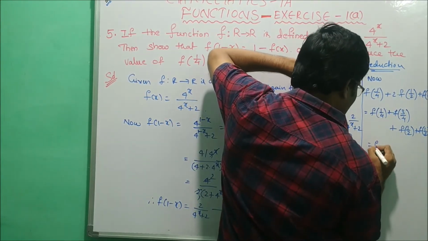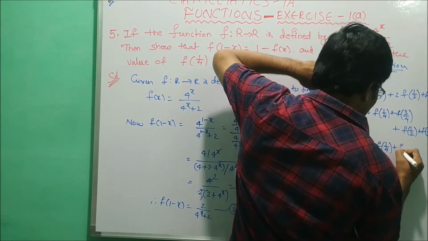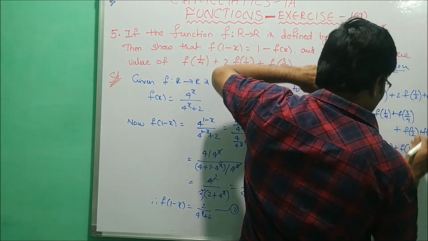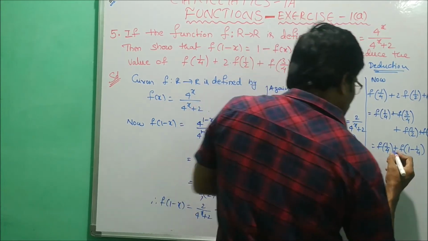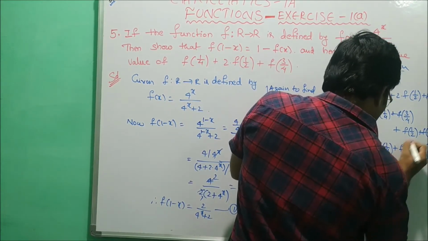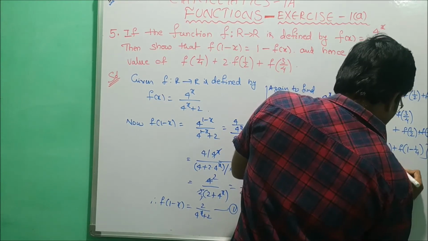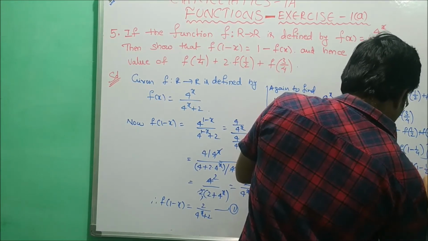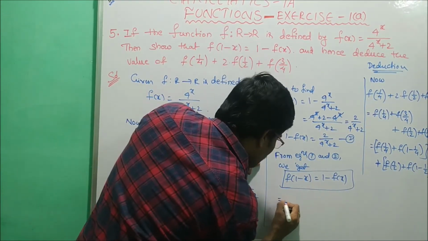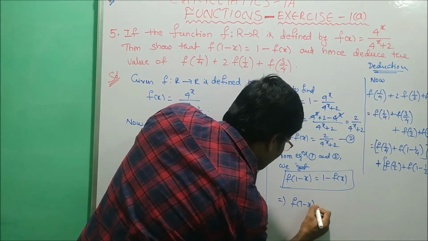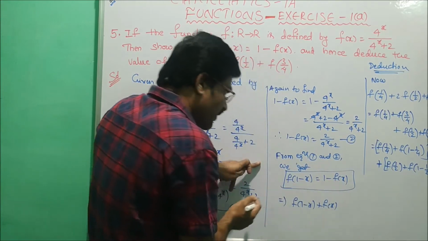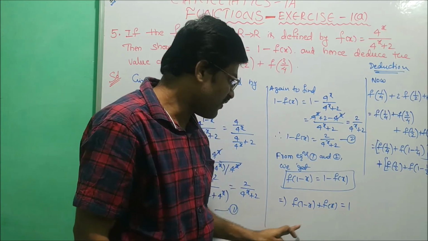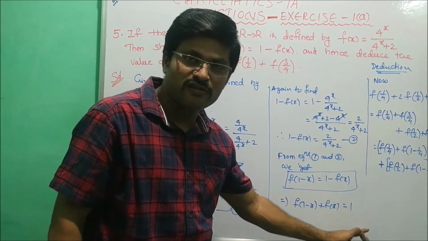So in this we have to write f(1/4) plus f(1 minus 1/4). 3/4 can be written as 1 minus 1/4. Plus here also we write f(1/2) plus f(1 minus 1/2). Here we observe in this f(1 minus x) plus f(x). Now we take f(x) to the left side, that value is always equal to 1. f(1 minus x) plus f(x) equals 1, or f(x) plus f(1 minus x) equals 1.